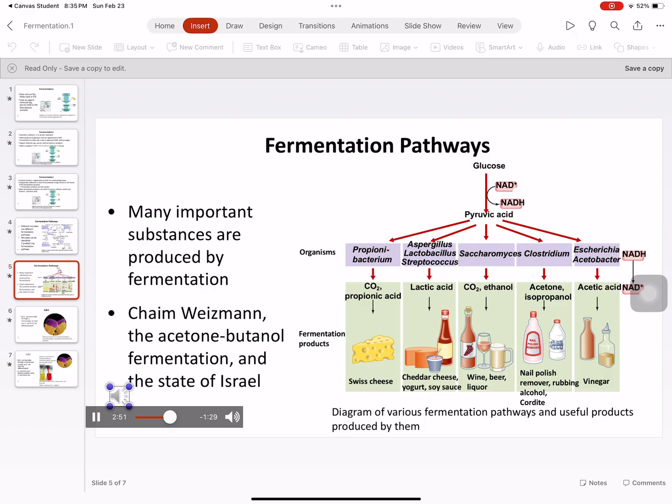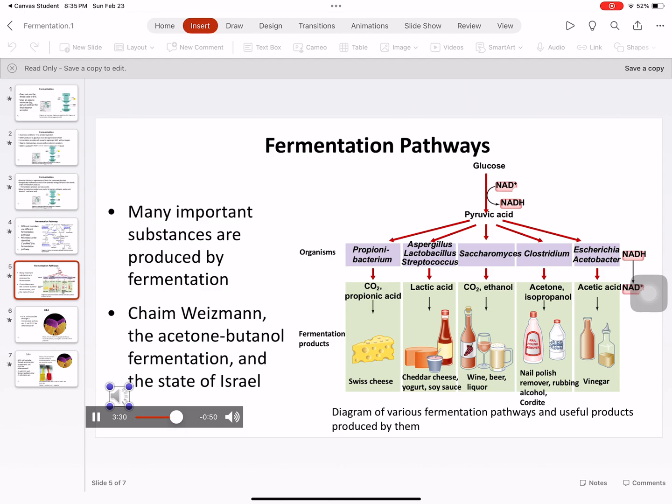Enter Chaim Weizmann, who was a British Jewish scientist who held the patents on the acetone butanol fermentation that we see in the green part under Clostridium. And he was approached by members of the government as to whether these patents could be used for patriotic purposes to help in the war effort. And he said, sure, I'm a patriotic person. I want to help my country.